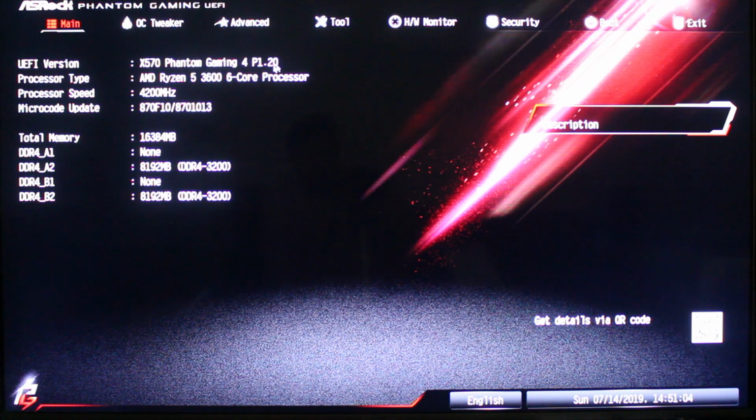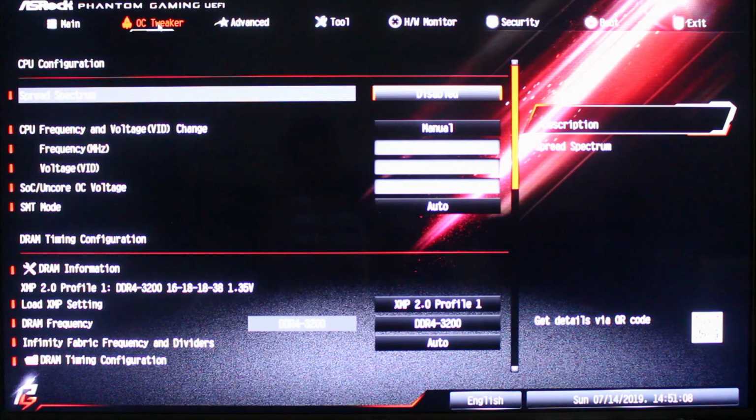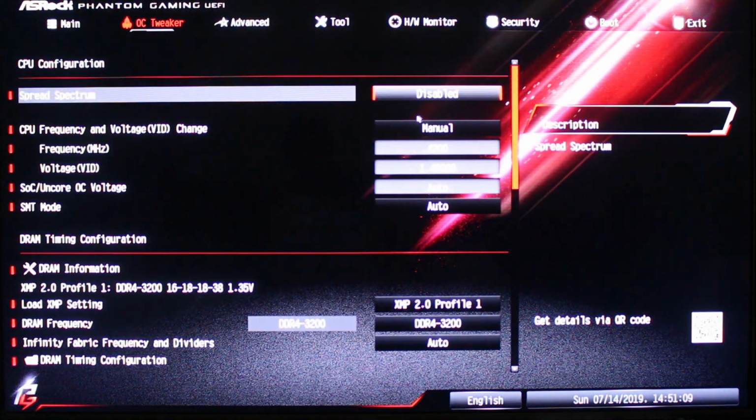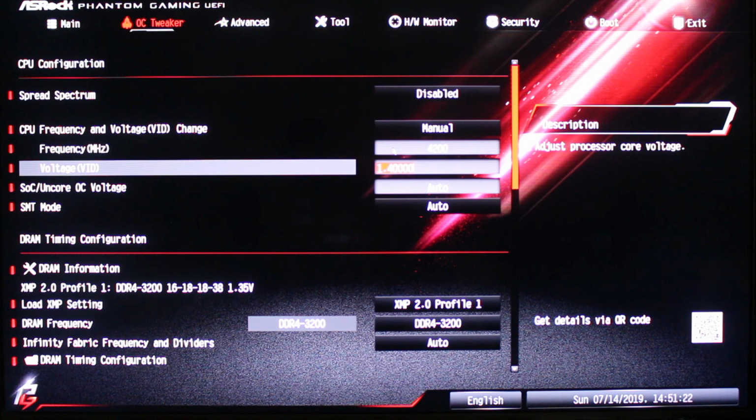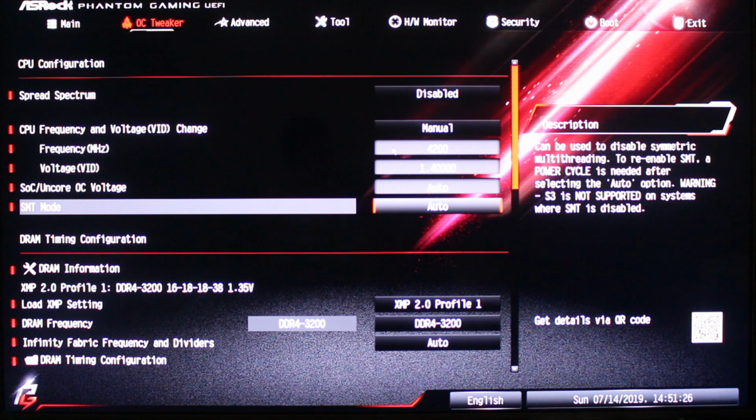So let's go over the settings that I have. You go to OC Tweaker, and right here under CPU frequency and voltage, you put it on manual, then put in 4200, that's going to be the clock speed, and the voltage you increase to 1.40. The rest you don't touch.